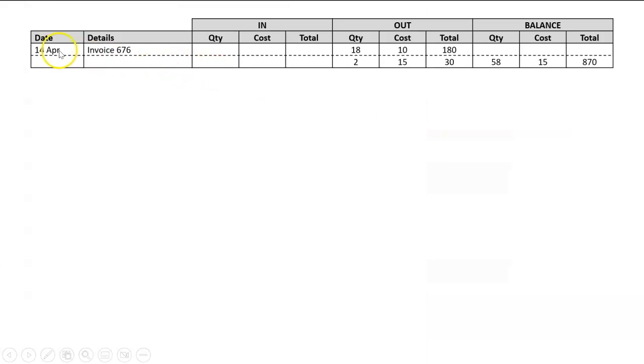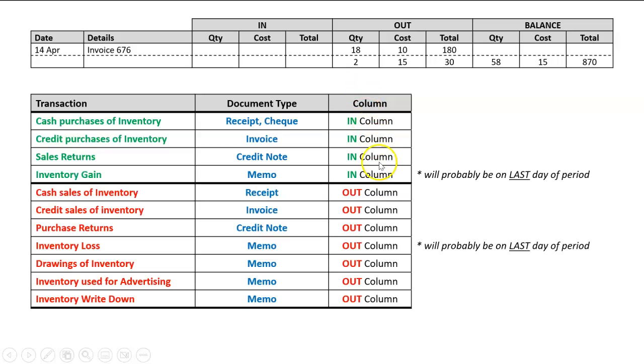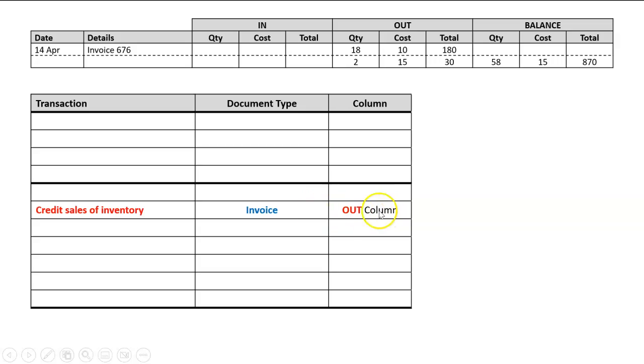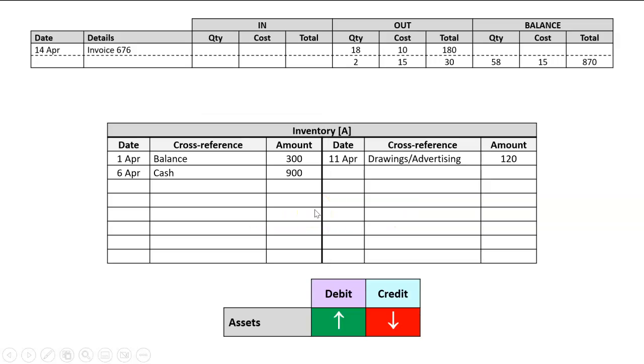This one, 14th of April, invoice out column. What do we got? Out column invoice, that has to be credit sale of inventory here. So that's a credit sale. So when we're selling inventory, we got less of it. That's why it's in the out column. So that's going to have to be a credit because it's going to make inventory go down.